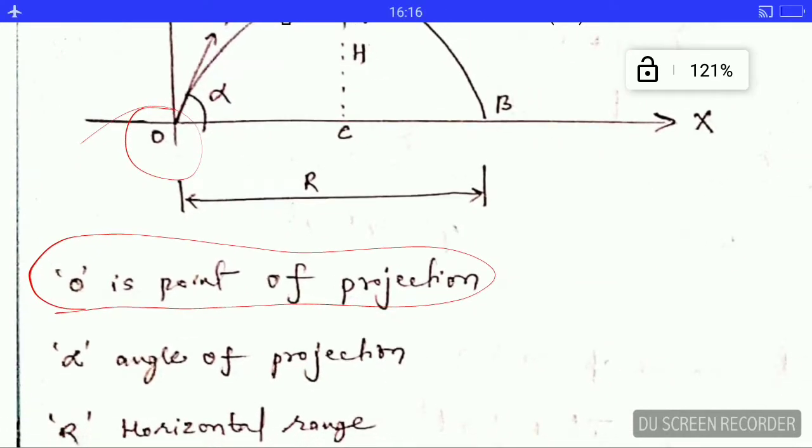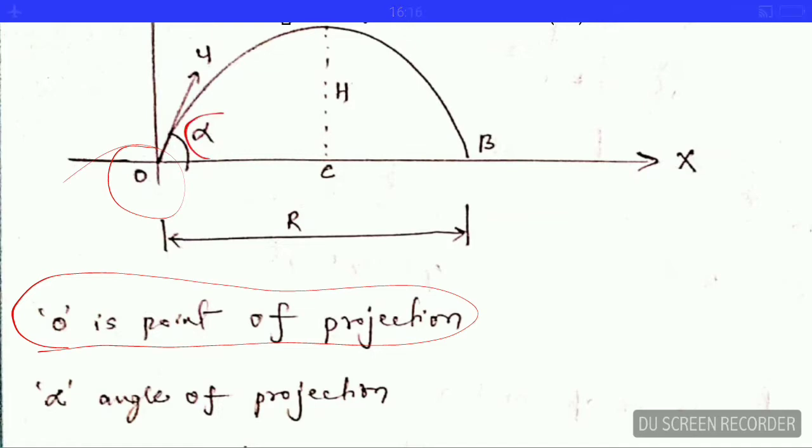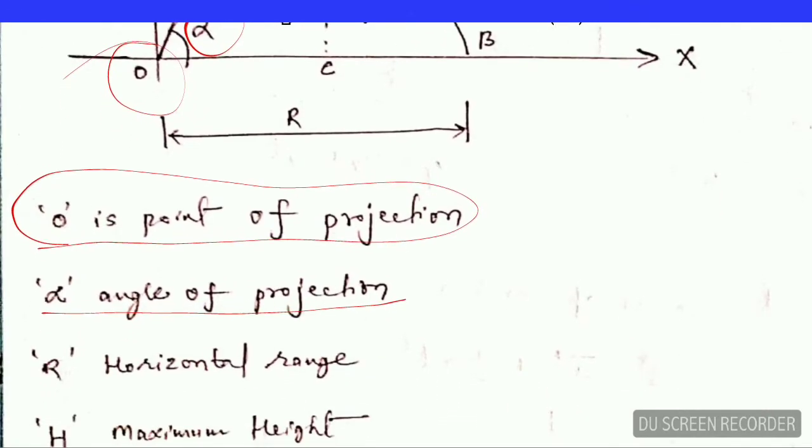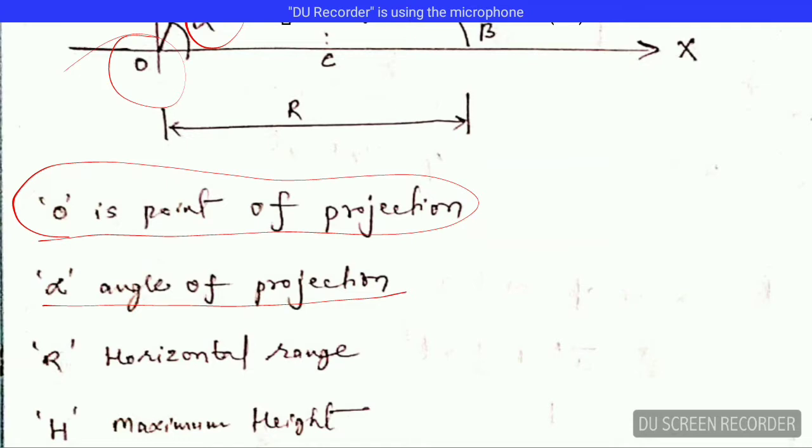Now the angle alpha at which the projectile is thrown is called the angle of projection. It is also the angle which the velocity vector makes with the x-axis. Okay, that is called the angle of projection. Now horizontal range. Okay, so what is horizontal range?